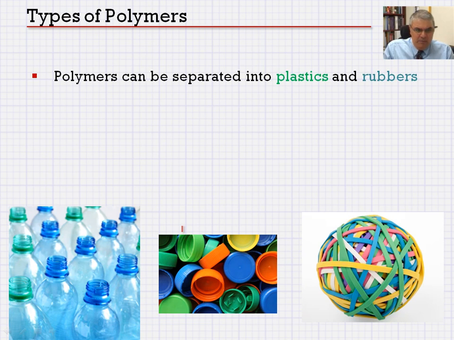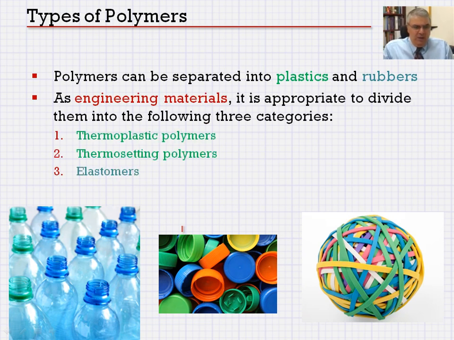There are different types of polymers. The public is pretty much familiar with 2 types of polymers, plastics and rubbers. However, from the engineering point of view, and as engineering classification of materials, we divide them into 3 major categories: thermoplastic polymers, thermosetting polymers, and elastomers. The first 2, thermoplastic polymers and thermosetting polymers, are what is commonly known as plastics, and the third one, elastomers, are known as rubbers.